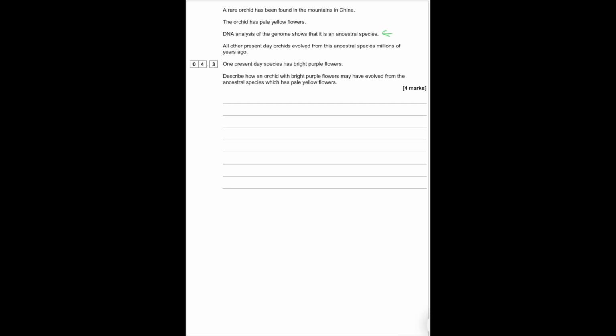A rare orchid has been found in the mountains of China. The orchid has pale yellow flowers. DNA analysis of the genome shows that it is an ancestral species. All other present-day orchids evolved from this ancestral species millions of years ago. One present-day species has bright purple flowers. Describe how an orchid with bright purple flowers may have evolved from the ancestral species which has pale yellow flowers.